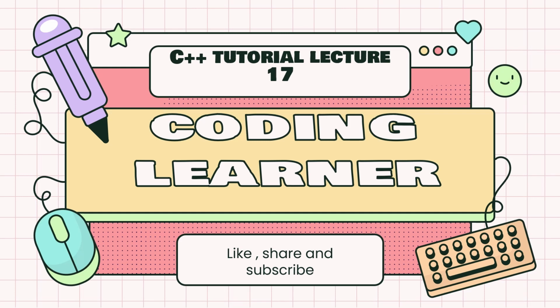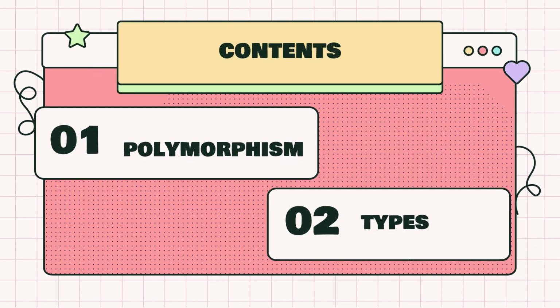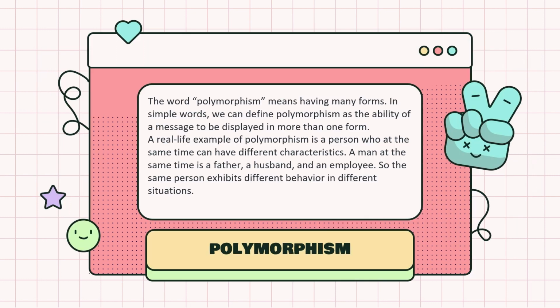So this is C++ tutorial lecture number 17. This video contains what is polymorphism and what are the different types of polymorphism. First of all, the question arises, what is polymorphism in C++?